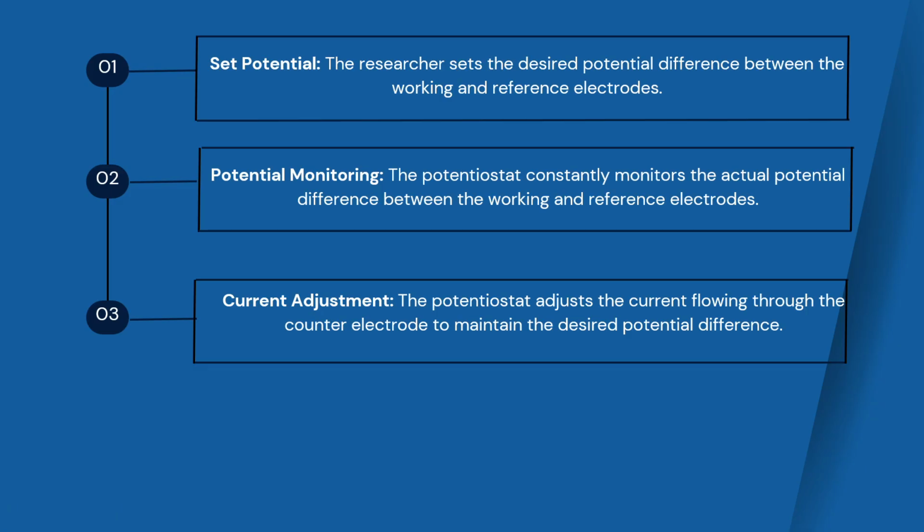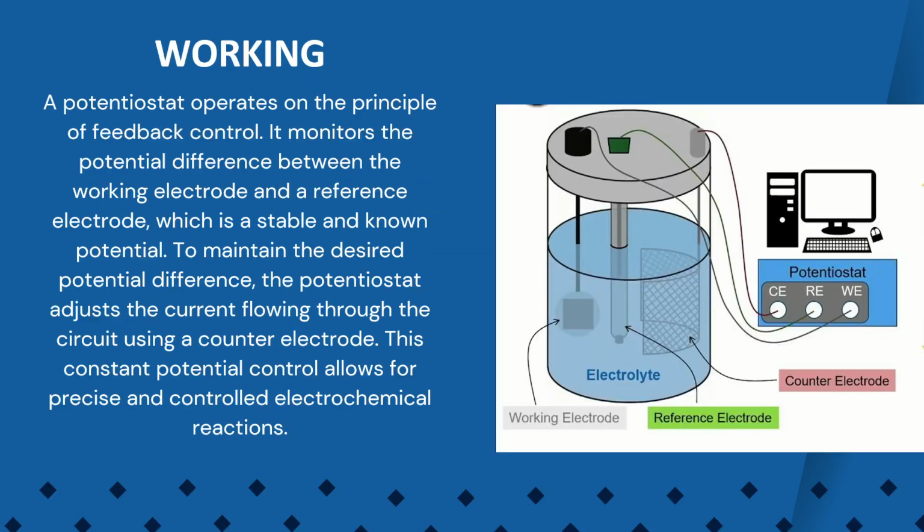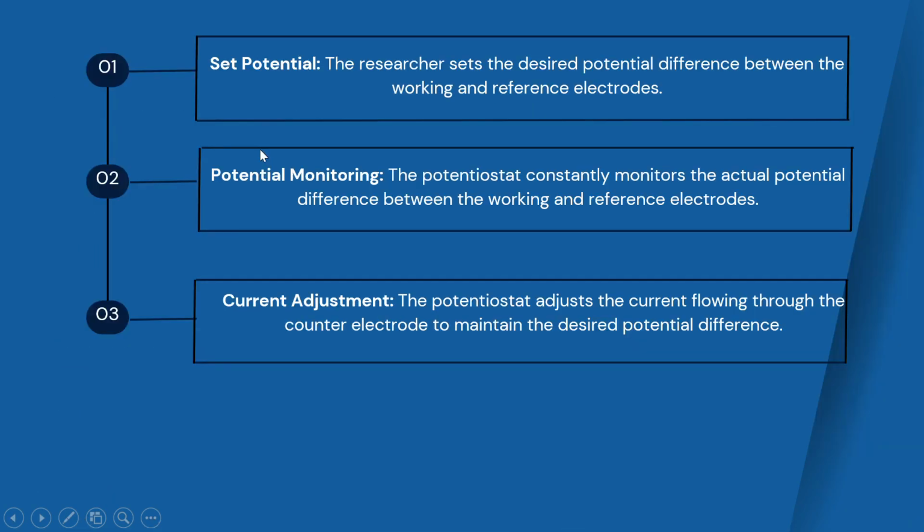The potentiostat will constantly monitor the actual potential difference between the working and the reference electrode. Then the potentiostat adjusts the current flowing through the counter electrode to maintain the desired potential difference. So this is the feedback mechanism, or feedback control, which we have discussed here.